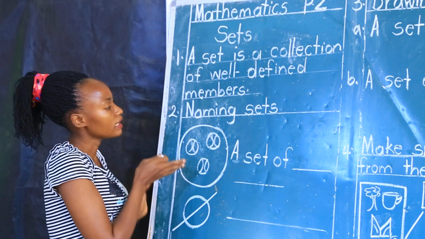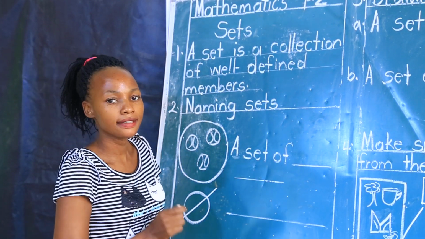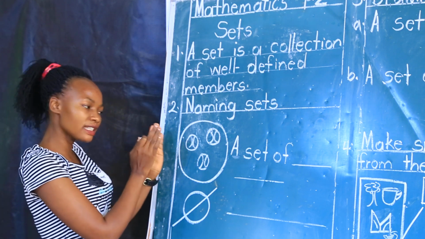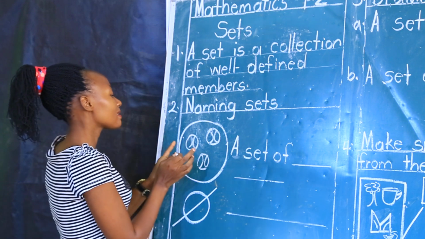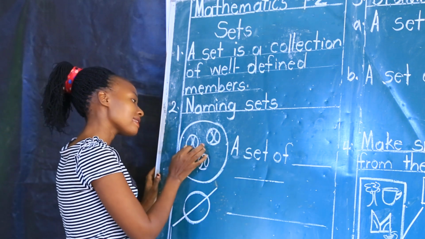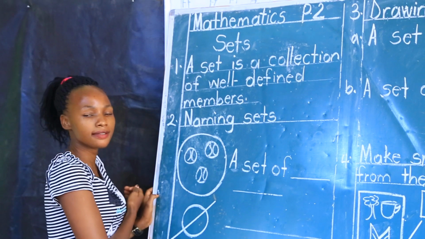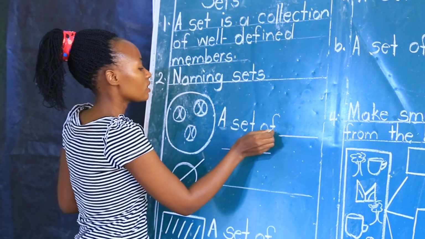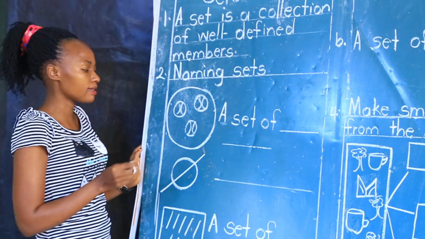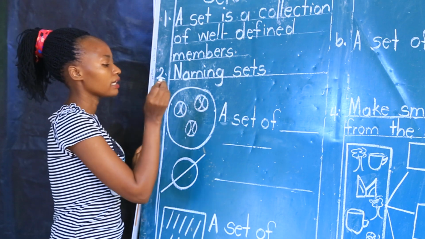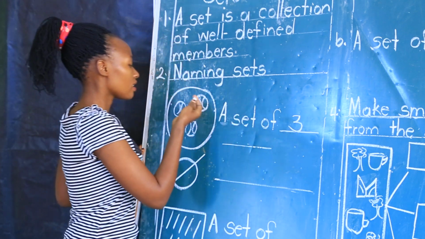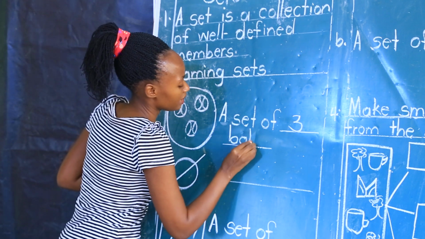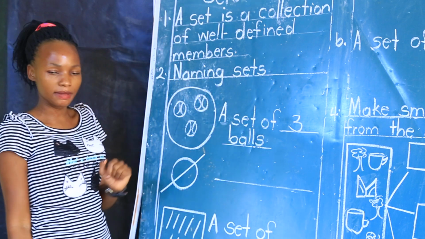Now let's go to naming sets. We have our set here, and it is well defined, meaning that it has these members here. These are balls. To name this set, you first count the members inside: 1, 2, 3. Then you write a set of 3 balls.